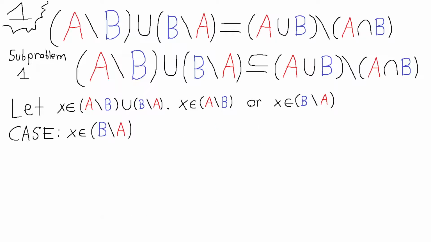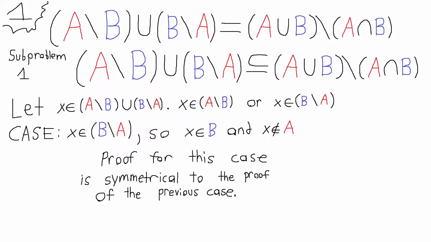As for the other case, we see that x is an element of B, while also not being an element of A. The proof for this case is pretty similar to the last one, so I'm not going to show it. In either case, x is an element of the right side, thus showing that the left side is a subset of the right side.